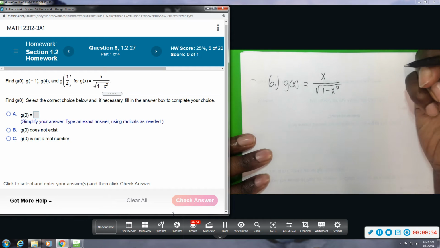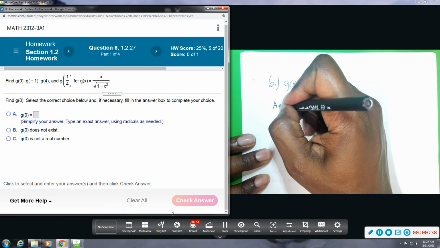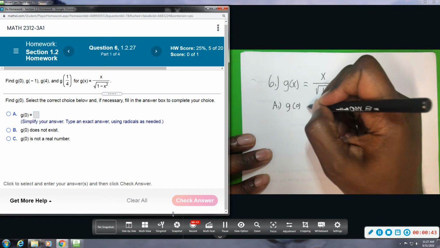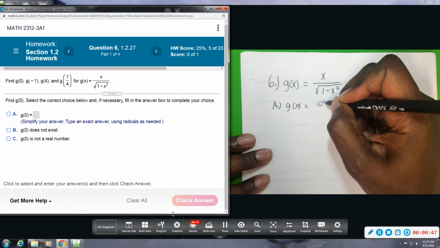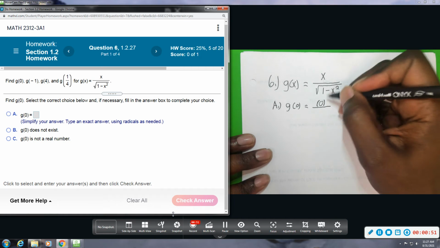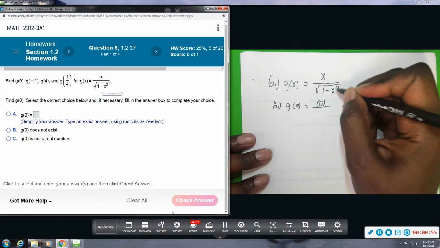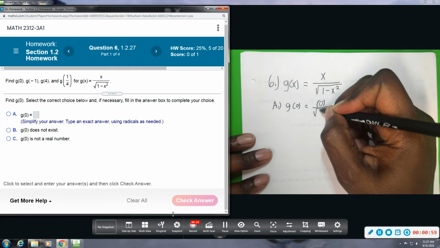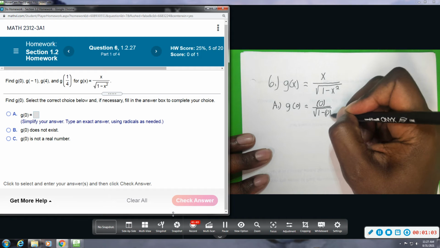All right, first we want to find g of 0. So part A, if we plug a 0 in everywhere we have an x, we would have 0 on top. From right here, I already know that our answer is going to be 0. The only way it's undefined is if you have 0 on the bottom, but that won't be the case. Once you have 0 on top, 0 divided by anything will still be 0.